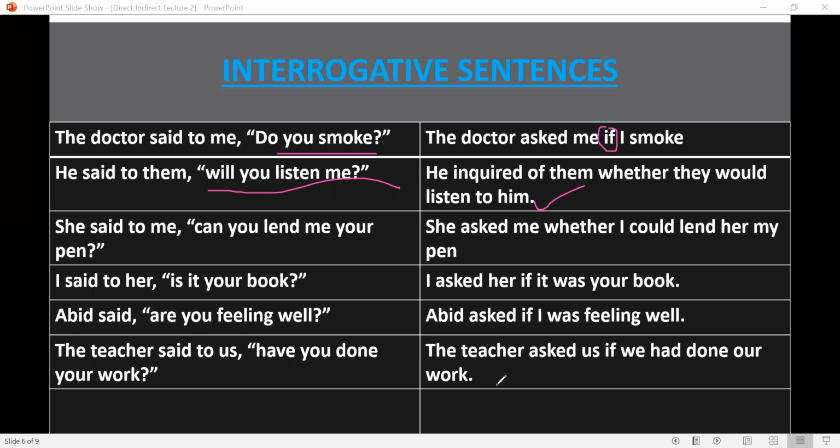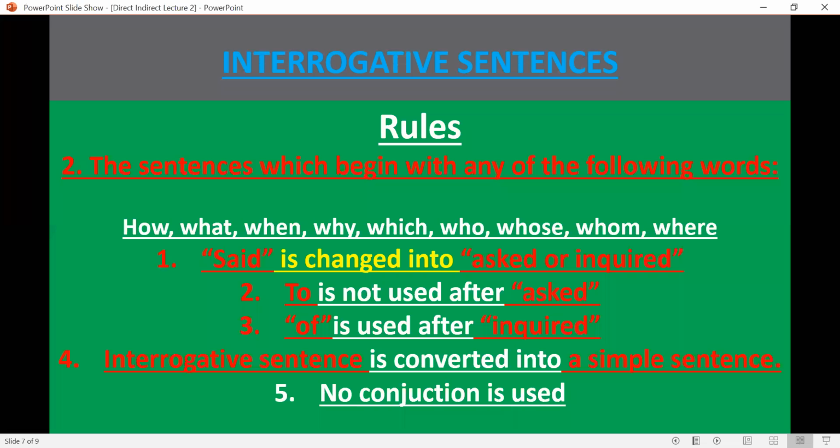In interrogative sentences where a helping verb has been used, we use the conjunction whether or if. We simplify the sentence and we use the conjunction whether or if. We change the tense, we change the pronouns, we change certain words. These are the changes we make while converting direct into indirect.